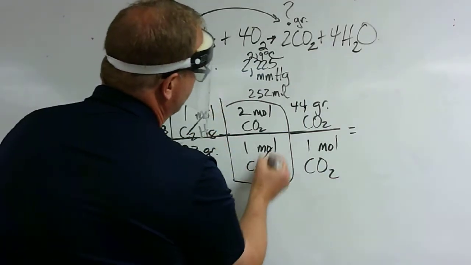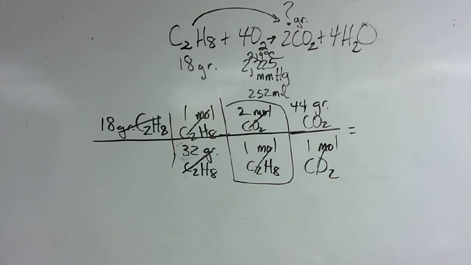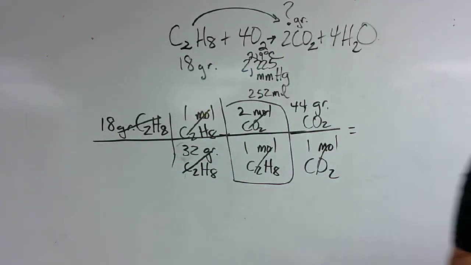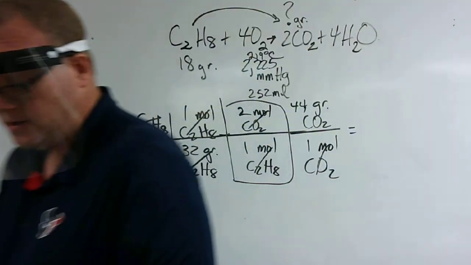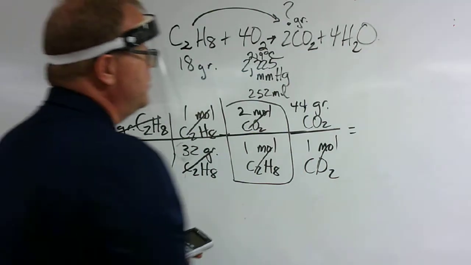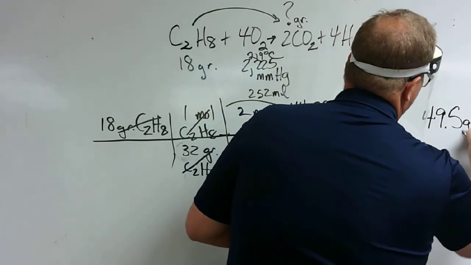Now we can go ahead and calculate it. We know that this cancels out. I'm in grams. Looks familiar, right? And it keeps showing up all the time. So if we calculate it, we're going to have 18 times 2 times 44 divided by 32. So my number ends up as 49.5 grams.